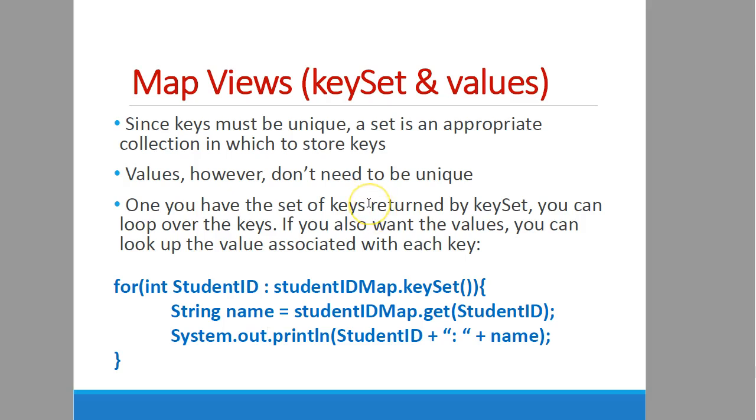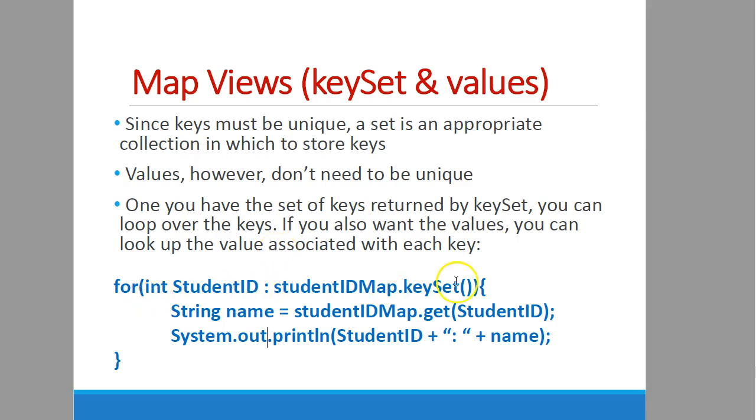So how do you look at the map? Well, there's two ways of looking at the map. You can either look at the keys or the values, and this is assuming, right, that you want to look at everything. So the keys have to be unique, and so you're going to get a set back. The values don't have to be unique. You're going to get a collection. And here's an example here.